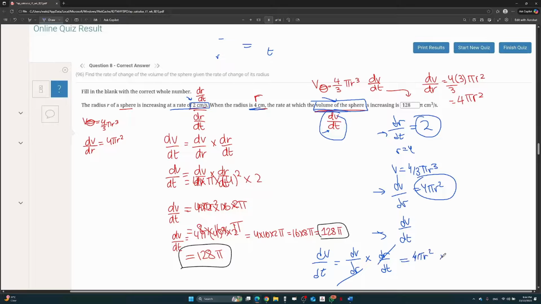What's dr by dt? It's 2. What's the radius? It's 4. So it's going to be 4 pi 4 squared times 2, and you get 128.